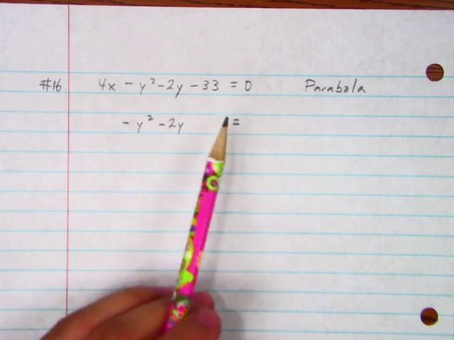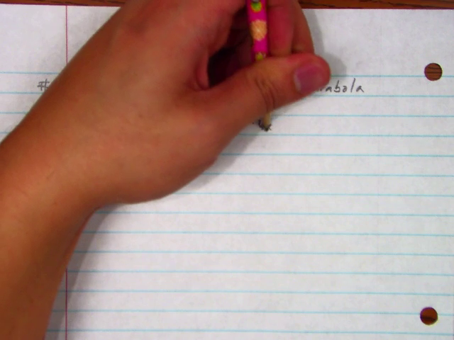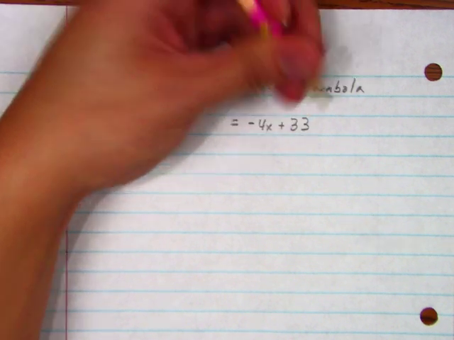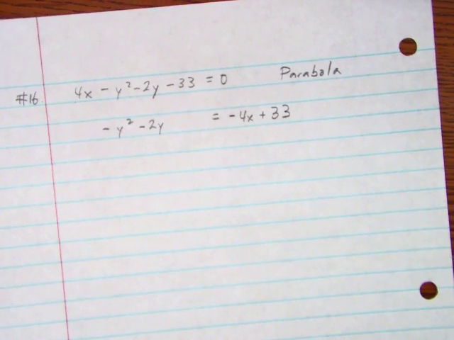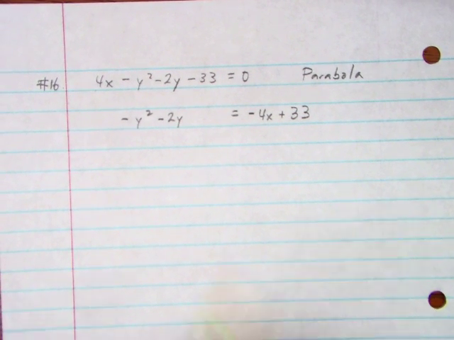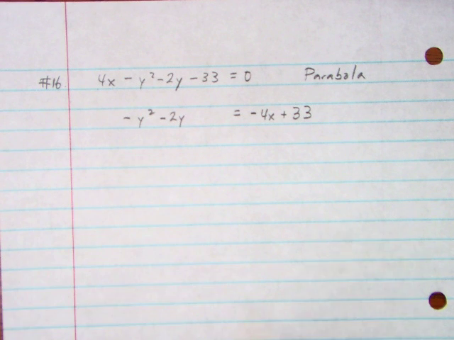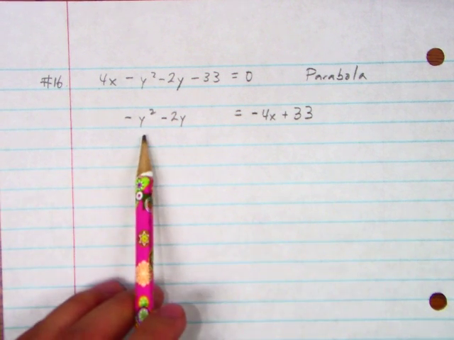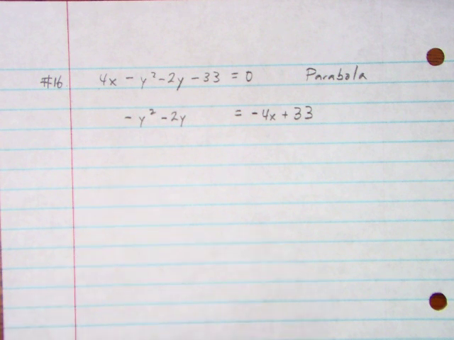So next thing we're going to try to do is get the y squared term by itself and move all the other terms to the other side. So we're going to have here negative y squared minus 2y. That's going to stay on that side. Now I'm going to move the 4x to the other side and the negative 33 to the other side, so it'll become negative 4x plus 33.